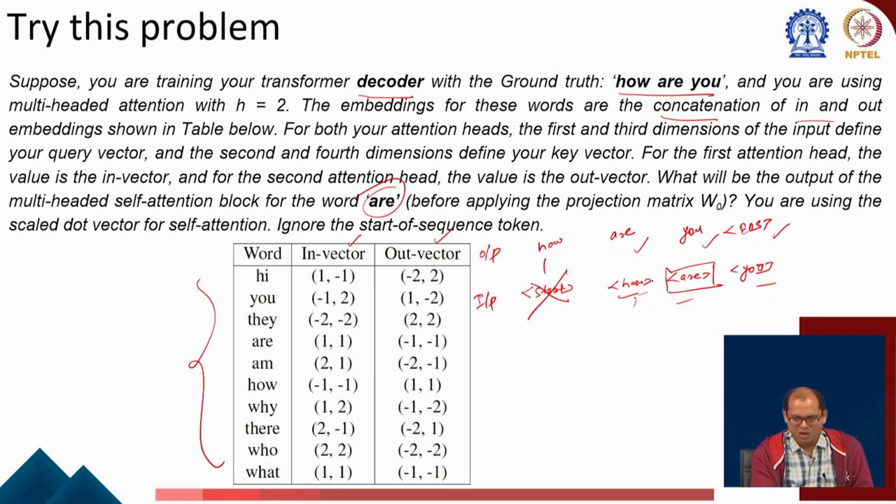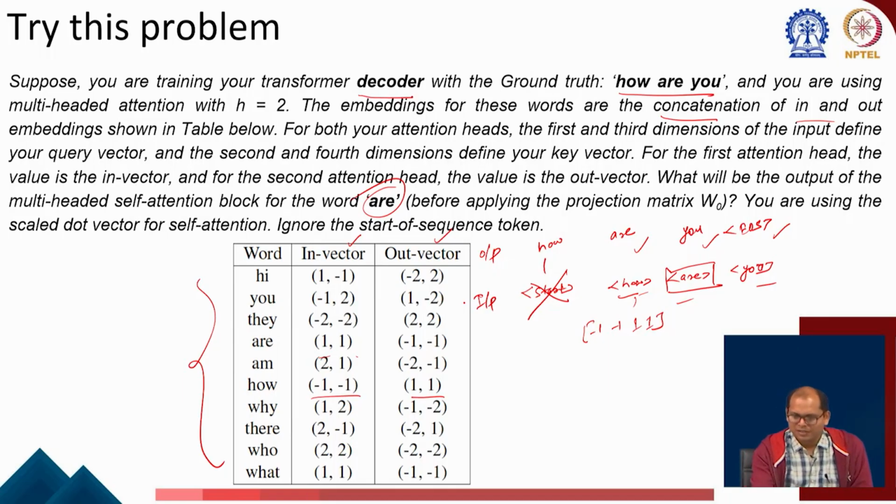So, what is the embedding for how? This is -1, -1, 1, 1, a 4 dimension embedding. What is the embedding for R? 1, 1, -1, -1. What is the embedding for U? That is -1, 2, 1, -2. So, I have the embedding for all these words. Good. So, that is the start.